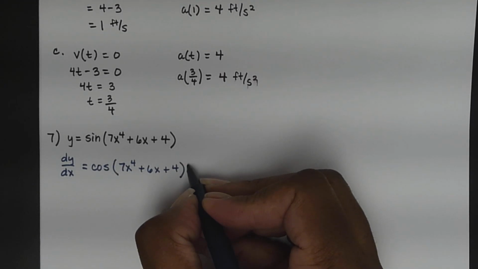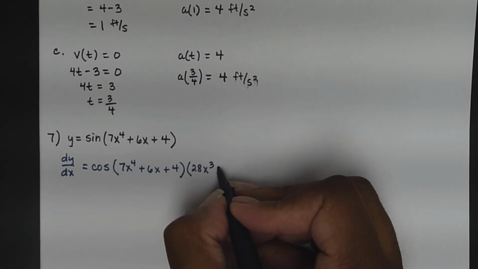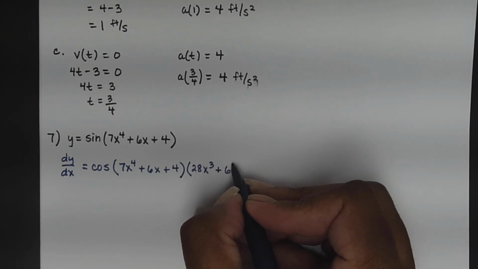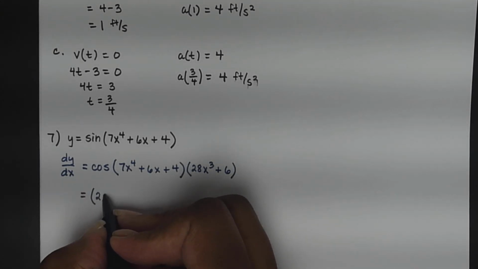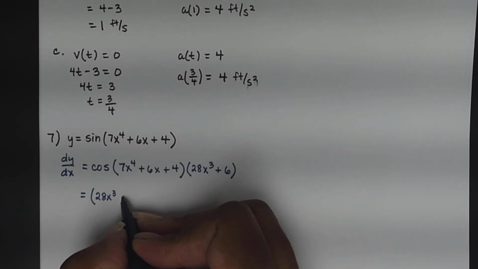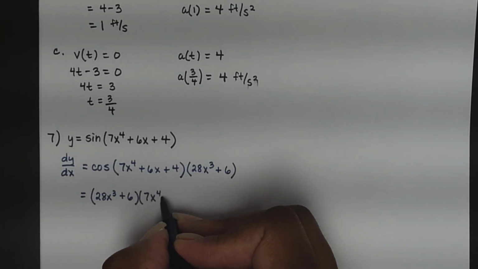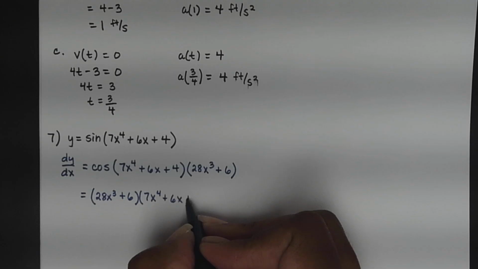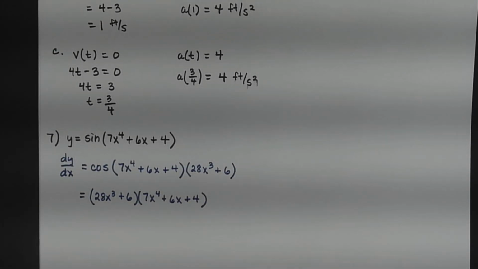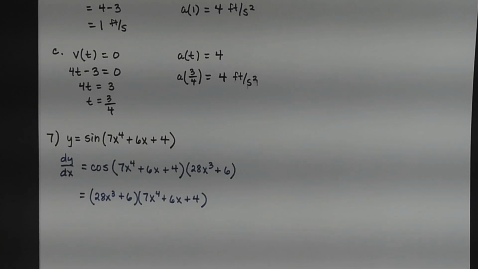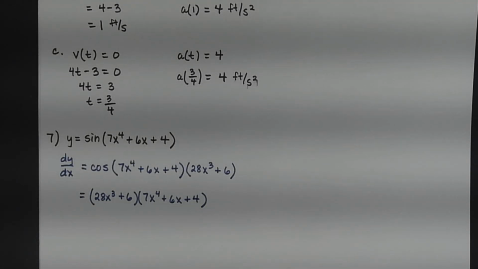The derivative of 7x to the fourth would be 28x to the third, plus the derivative of 6x would just be 6. And if you want to, you can pull that 28x to the third plus 6 in front of 7x to the fourth plus 6x plus 4. And that would be your derivative for y equals sine of the argument or the angle 7x to the fourth plus 6x plus 4.